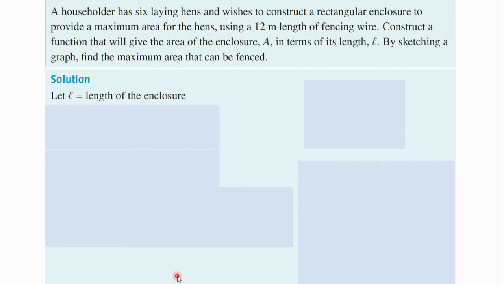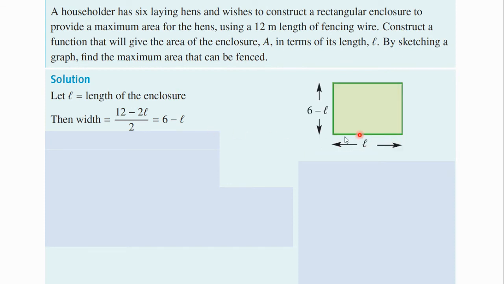So we're going to construct it. It says in terms of its length L. So let L be the length of the enclosure. There's the diagram. If the length is L, because it's 12 all the way around, that plus that plus that plus that is going to be 12. So the width is the whole perimeter, take away 2 of the lengths, and because there are 2 widths, we have to divide by 2. So the width is 6 minus L. So the area, length times width, we've got a quadratic function.